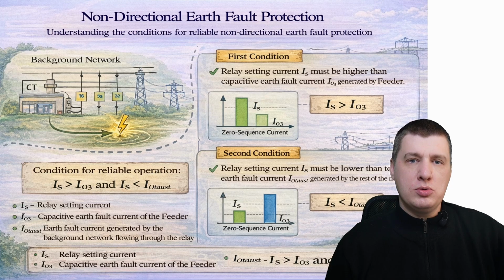Consider the situation shown in the previous diagram. When an earth fault occurs, the relay of line 3 carries the earth fault current generated by the rest of the network. For correct operation, the earth fault protection of line 3 must satisfy two conditions. First condition, the relay setting current must be higher than the capacitive earth fault current generated by line 3 itself. It ensures that normal capacitive current does not cause false tripping. Second condition, the relay setting current must be lower than the total earth fault current generated by the rest of the network. This ensures that the relay will operate when the real earth fault occurs.